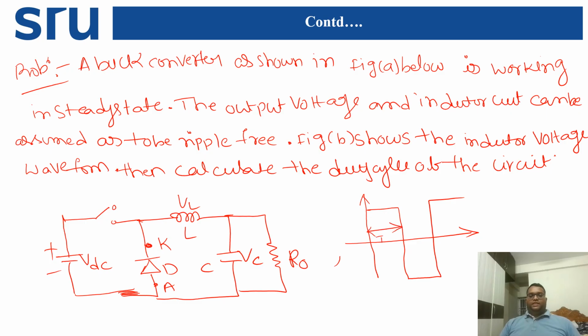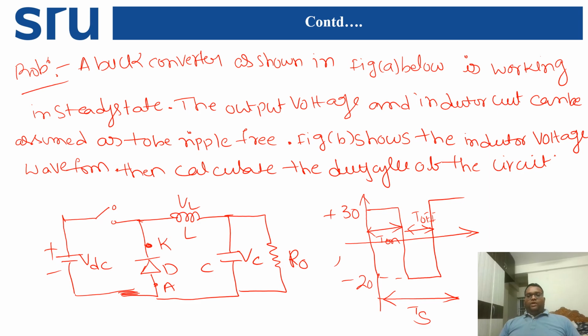Let us take this as T on, and this will be T off. So what is the voltage here? Plus 30 volts he has given here, and minus 20 volts he has given here. And this is the total time period. So this is the problem he has given in one of the competitive examinations.